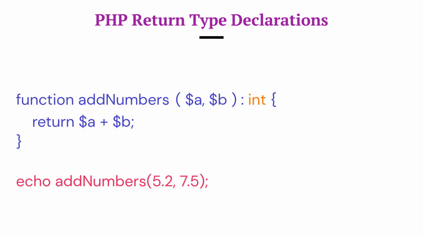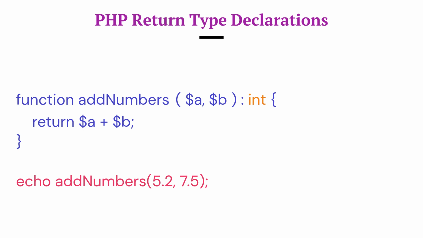Now, we have updated the return type as int or integer. Can you guess the result? Hopefully, you can guess correctly. Yes, it is 12. As we have mentioned, the return type of the function is integer. It returns the whole number only and discards the decimal part.